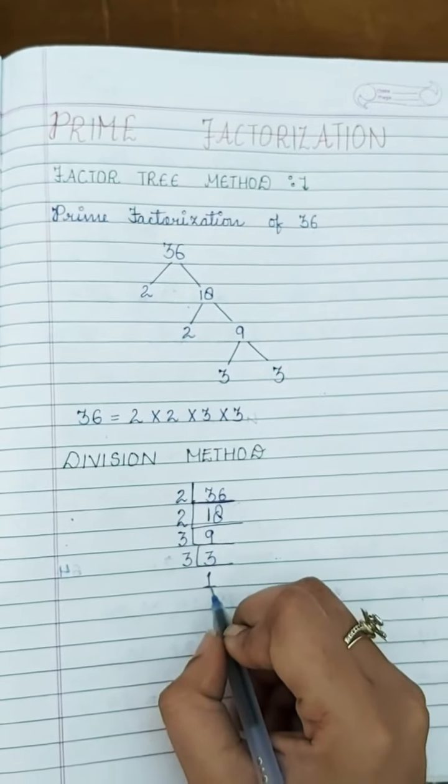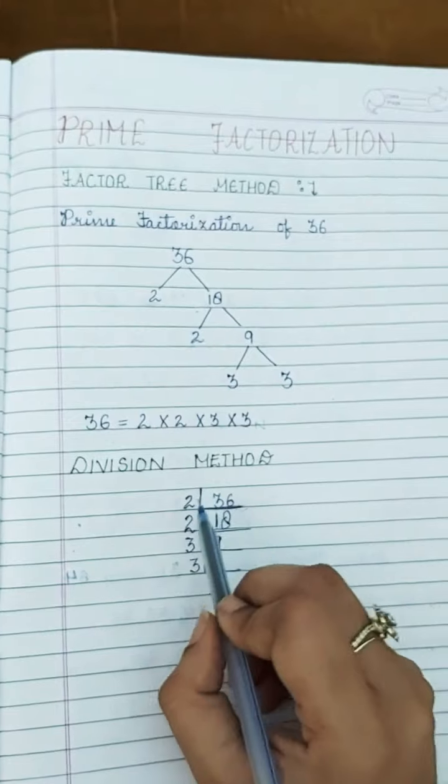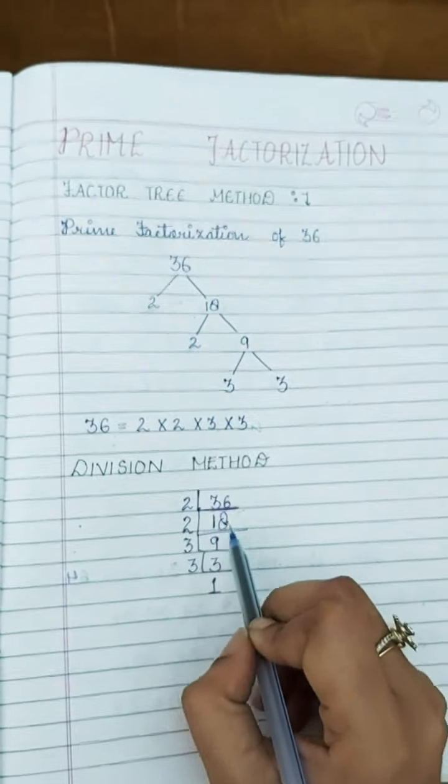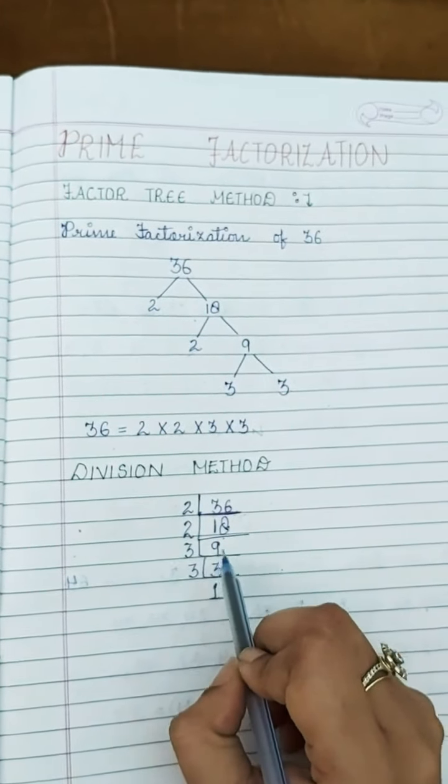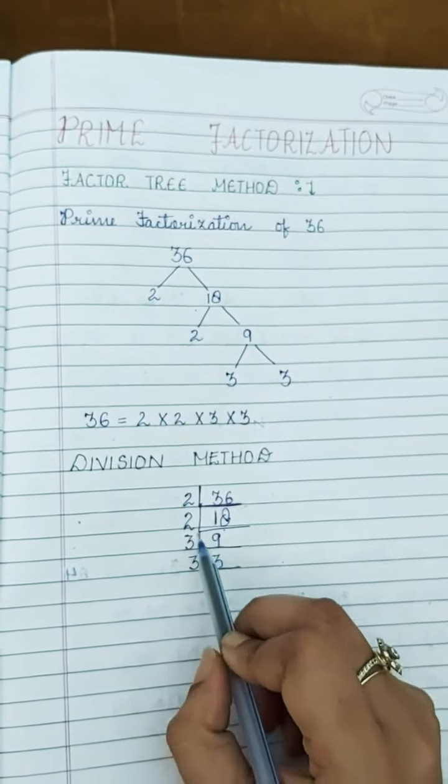In the division method, we can use any prime number for dividing. See here, firstly I have taken 2. Then at a point, when it comes to 9, 2 9s are 18. Now 9 we can't divide by 2, so I have taken 3 here.